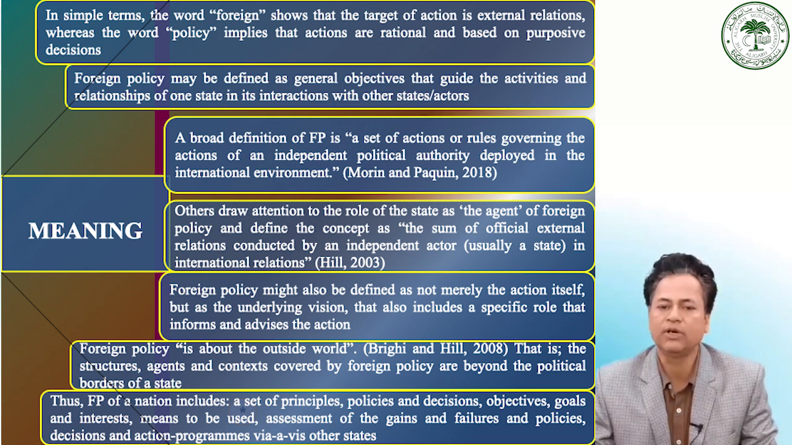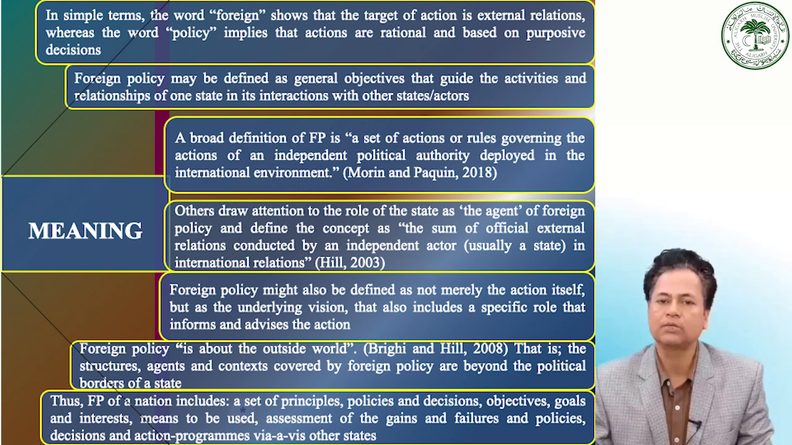Foreign policy may be defined as general objectives that guide the activities and relationship of one state in its interactions with other states and actors. So basically, when we are talking of foreign policy, you can simply think that we are talking about some objectives, and those objectives are very general, and they guide the state's activities in the kind of interaction it is engaged in with other states and other actors in international politics. So they are the general objectives, and the purpose of those objectives is to guide the state's action in dealing with other states and other actors in international politics.